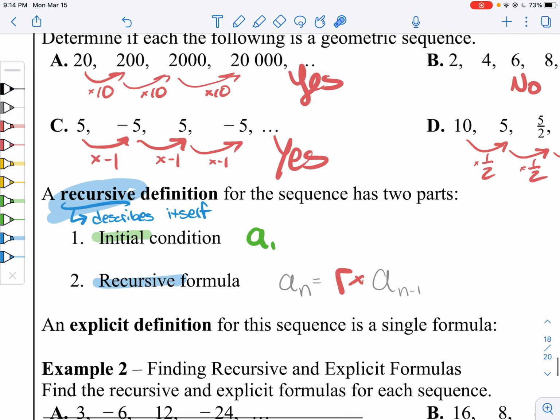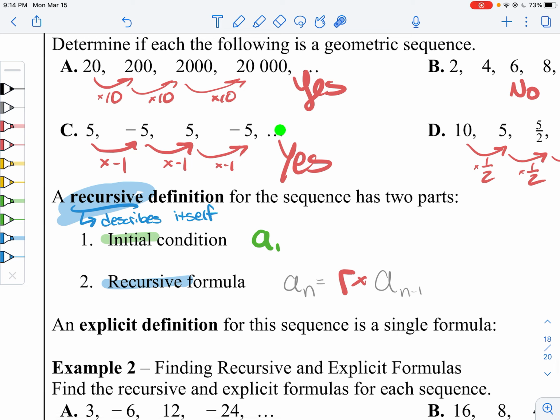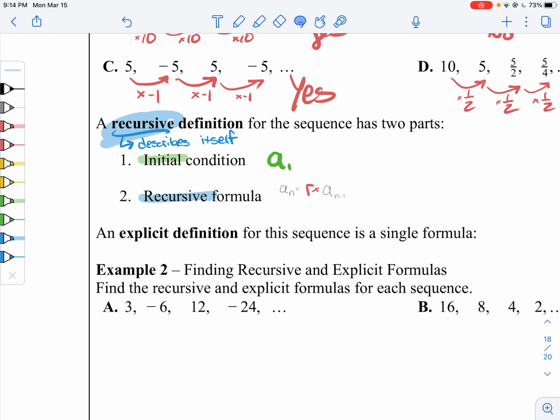So if I wanted to find the next term of this sequence, we'll say, oh, well, just look at what came before it. Multiply it by -1. Okay, cool. I really don't like recursive formulas because you need to figure out all the things that came before them. I much prefer explicit formulas because an explicit formula lets you find whichever one you want at any time ever.